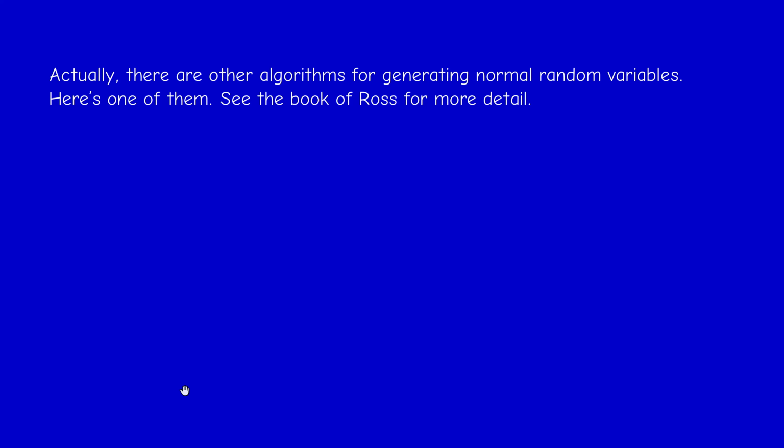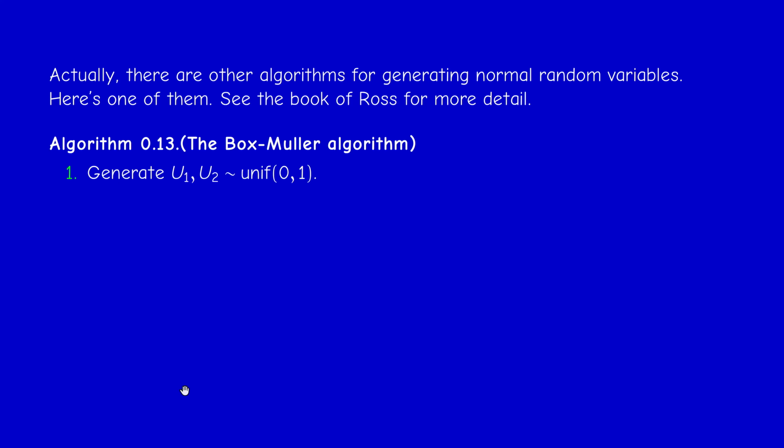But let me mention that because the normal random variable is very, very important, there are other algorithms to generate samples from them. Here's one of them. It's called the Box-Muller algorithm, described in the book of Sheldon Ross. We generate two normal random variables at the same time, by taking two uniformly distributed random numbers.